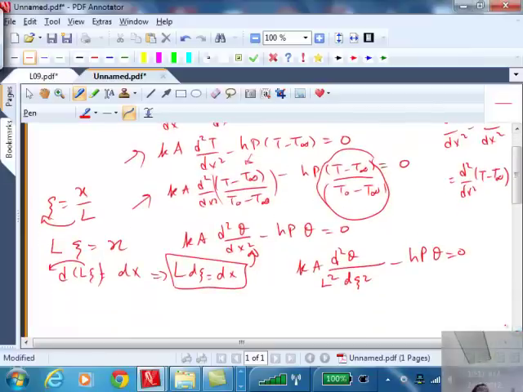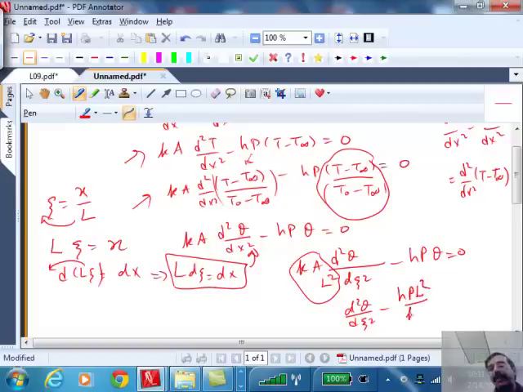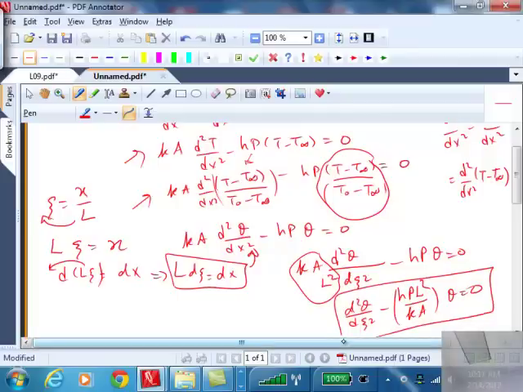Now I collect all my constants. Okay, so I have d squared theta d psi squared minus hP L squared divided by kA times theta equal to 0. That is my transformed differential equation, where everything is beautiful because theta will always be forced to go between 0 and 1, and psi will always be forced to go between 0 and 1. And whatever the fin parameters are, they are all contained in one group.